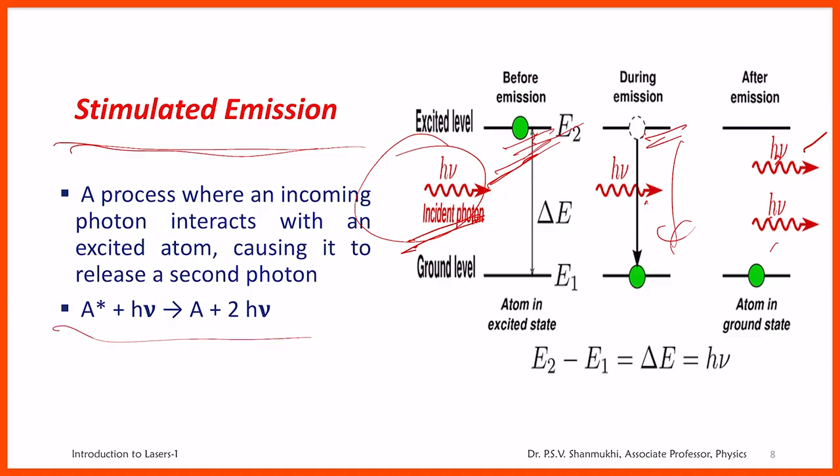You observe this equation. A star means the atom is in the excited state, with an incident photon h nu, and this gives rise to the atom A, which means it comes to the ground state. How many photons are emitted in this one? Two photons are emitted, 2 h nu, with the same frequency and phase. This process is called stimulated emission.